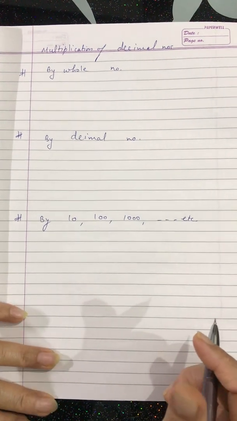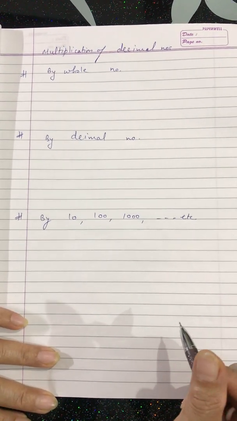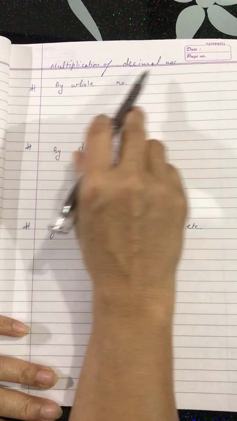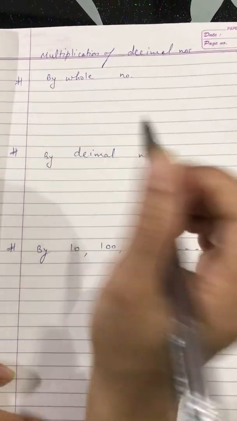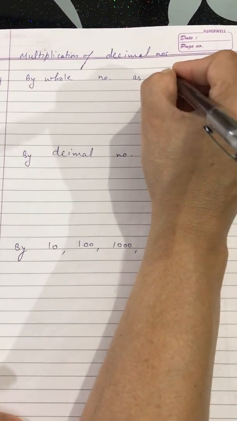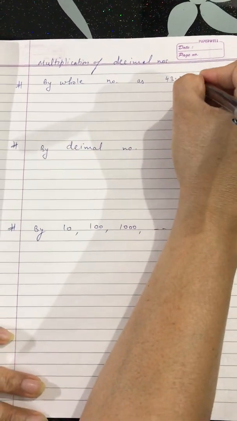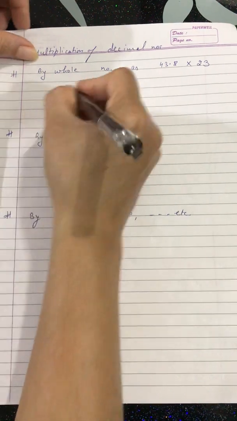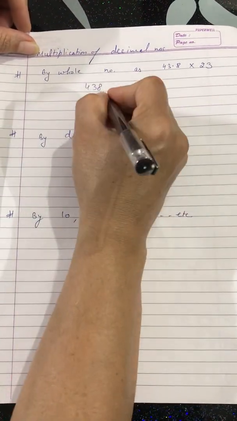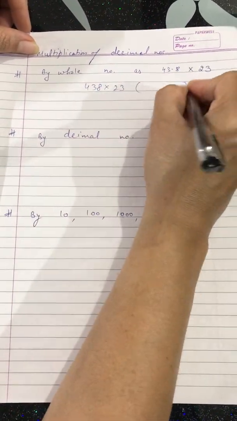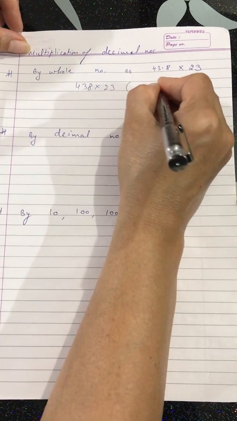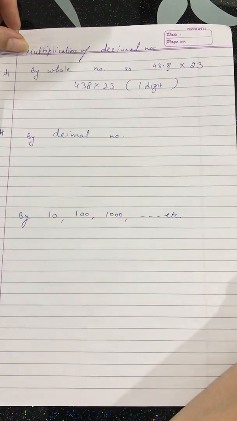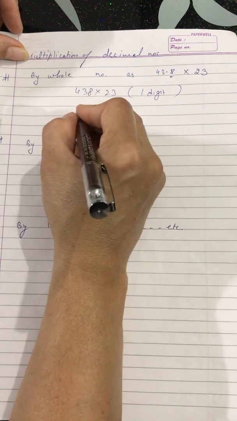The next topic is multiplication of decimal numbers. The first is multiplication of any decimal number by a whole number, as the number is 43.8 multiply by 23. So we will simply multiply 438 by 23 and we will write here in the bracket one digit after the decimal. That will make our sum easy.